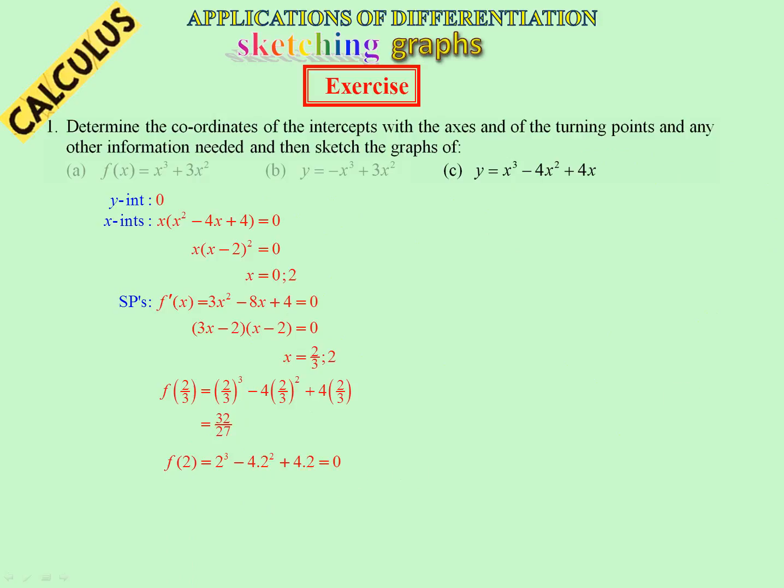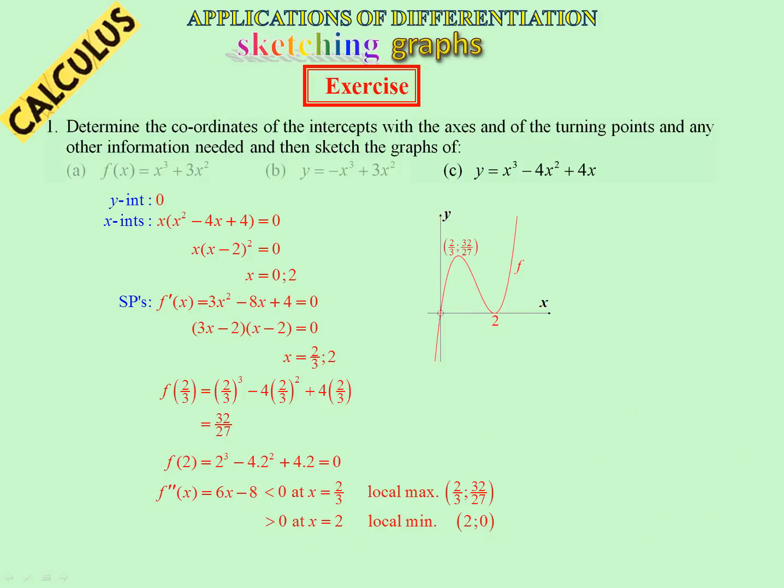Now we're going to find the second derivative. We're going to substitute in 2/3, we're going to substitute in 2 each to find whether we get positive or negatives. Negative at 2/3, maximum. Positive at 2, minimum. There's our curve. Notice the local minimum on the x-axis, which gave us a hint because there were equal roots there, equal zeros.